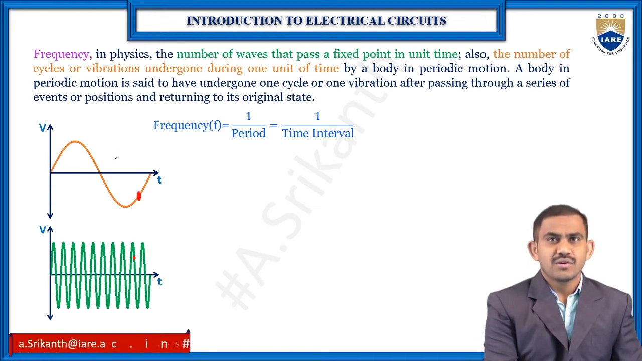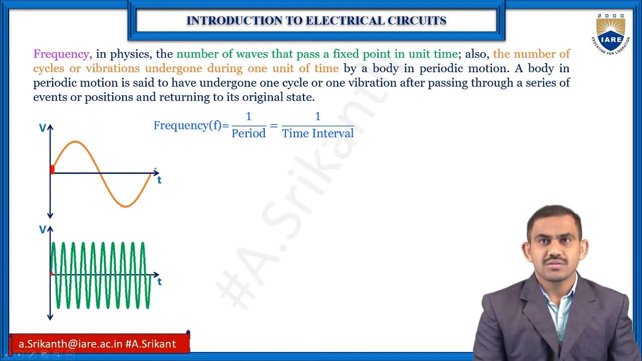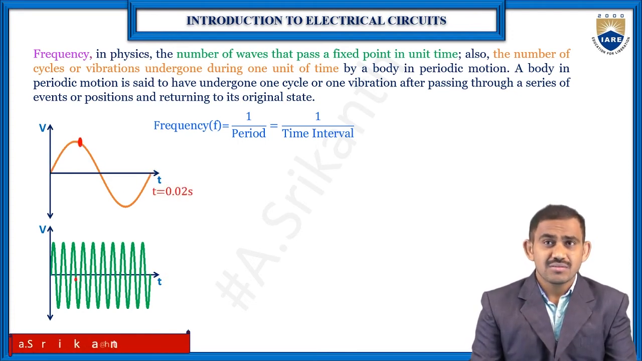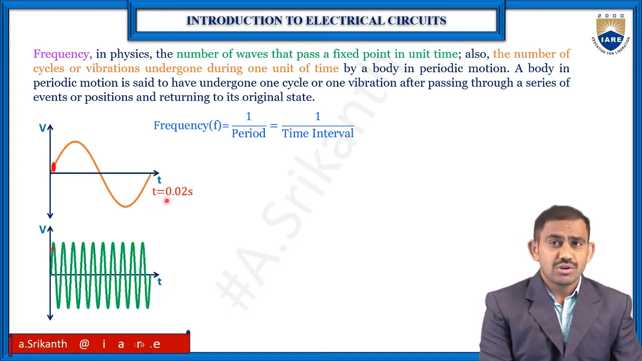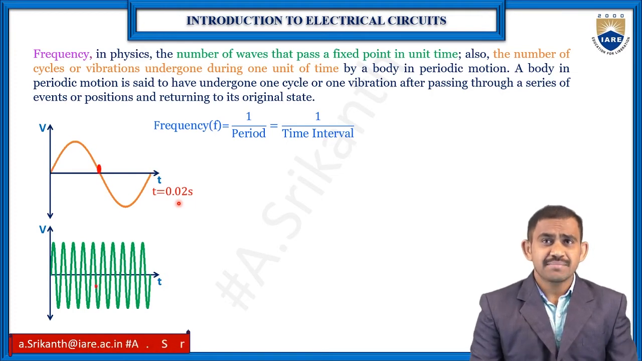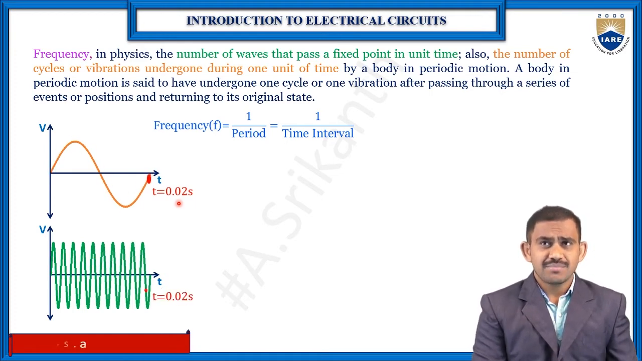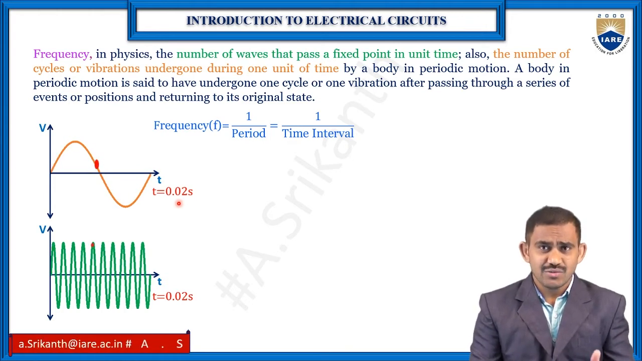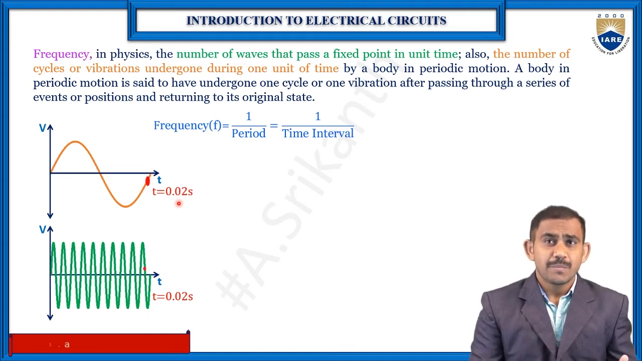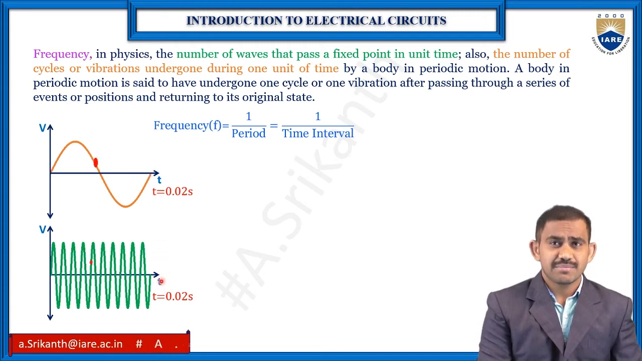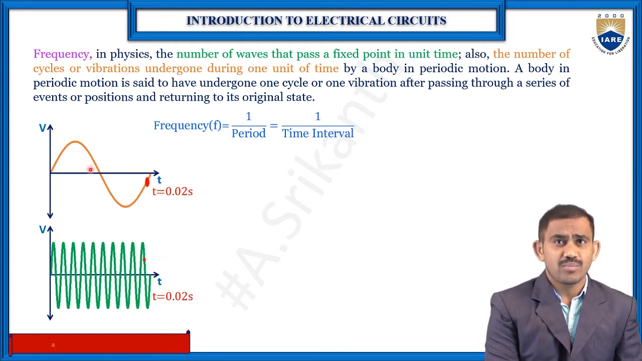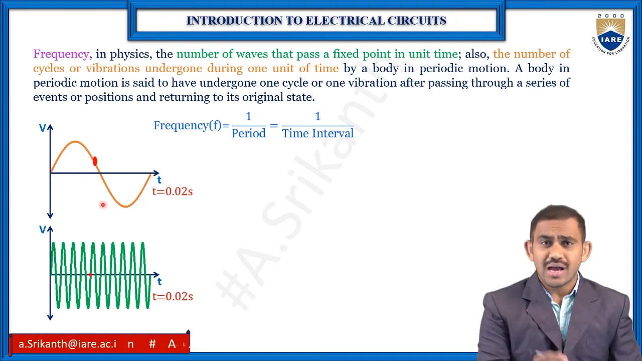In the first figure, how much time period do we have? My time period for the first waveform is 0.02 seconds. The same time period means the same time interval. So for the second one also, my T is 0.02 seconds. Here I have only one positive peak and only one negative peak, so we have only one cycle in the first figure.